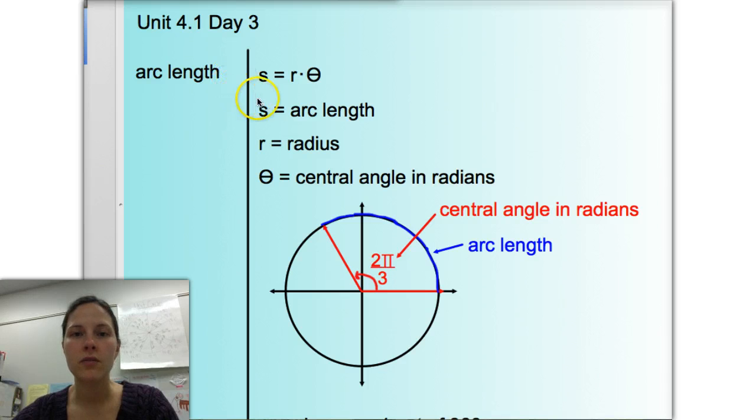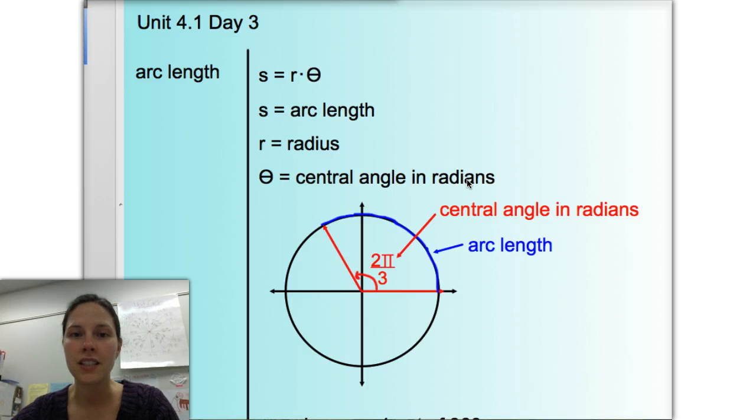So looking at the formula for arc length, we have S. For some reason, S represents the arc length. I'm not real sure why, but S is the arc length of the circle. R is the radius, and theta is the central angle in radians. If the central angle is in radians, it's really simple to find the arc length. You just multiply it by the radius.